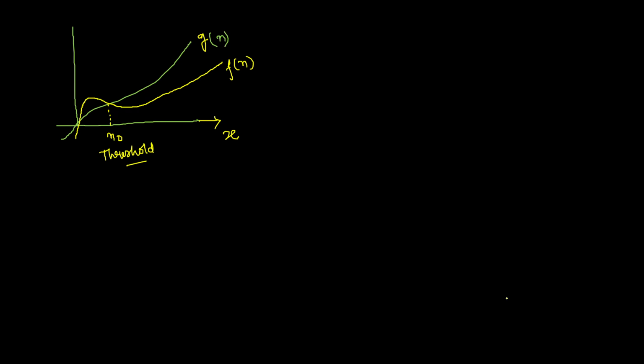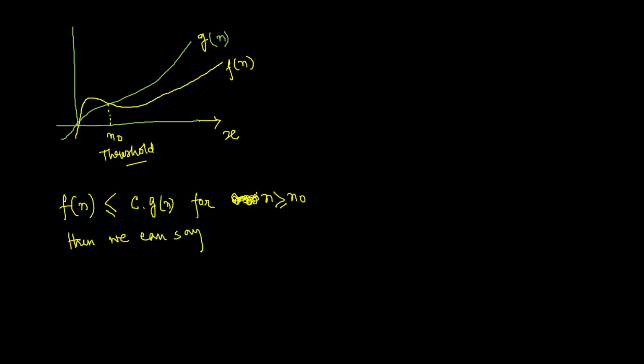So if we are able to write an equation something like Fn is less than or equal to some constant value multiplied by the function Gn, for n greater than n0, once it crosses some threshold, then we can say this Fn is big O of Gn.